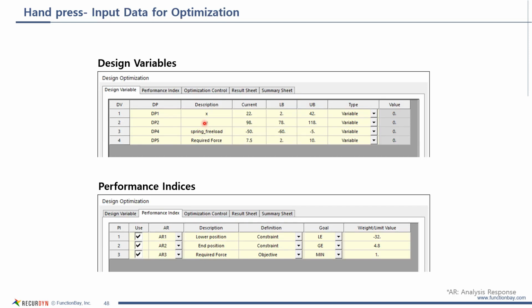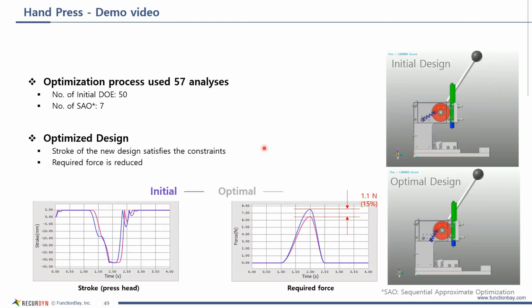You can see the attachment position, preload of the spring, and required force were set as design variables, and the performance index was set as described in the previous page. The optimization of this model ran 57 analyses. The number of DOE to create the initial meta model was 50, and only 7 simulations were performed for optimization. Please see the animation. The stroke of the press head of the new design meets the requirement, and the required force was reduced.